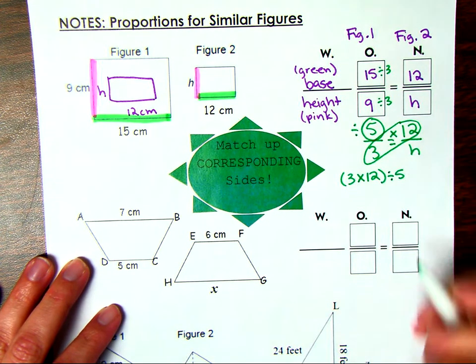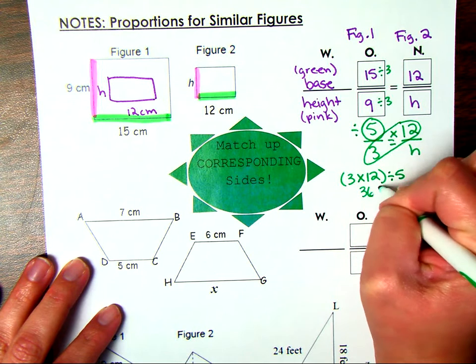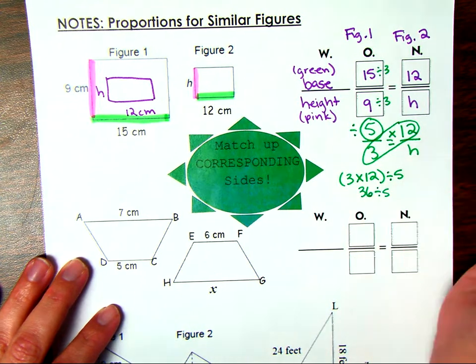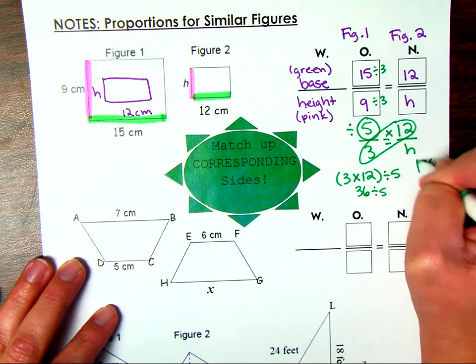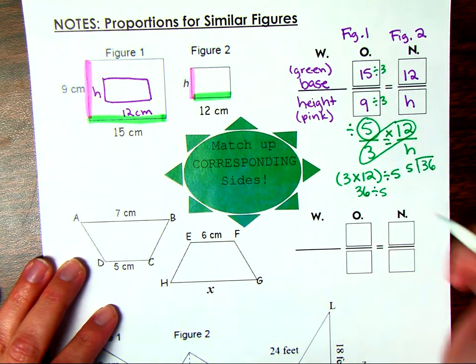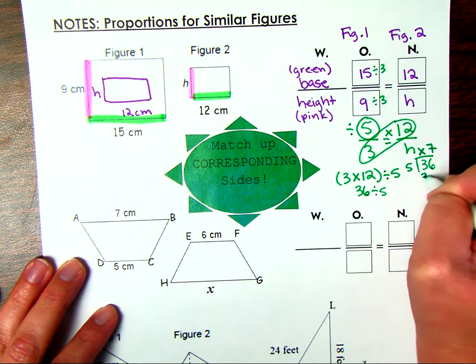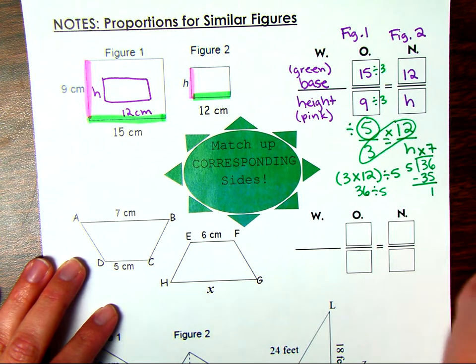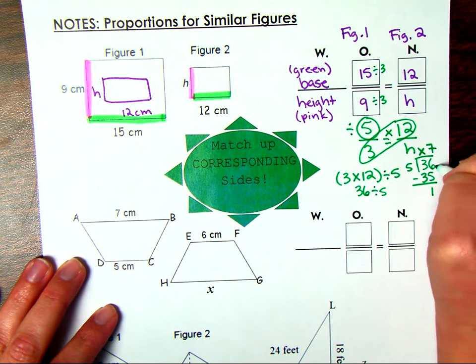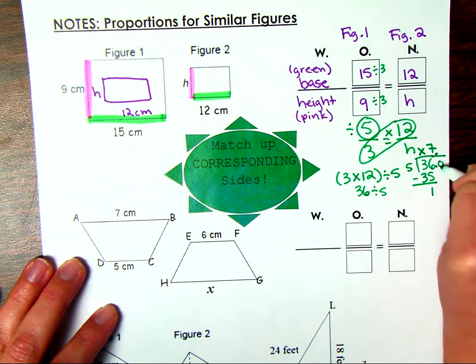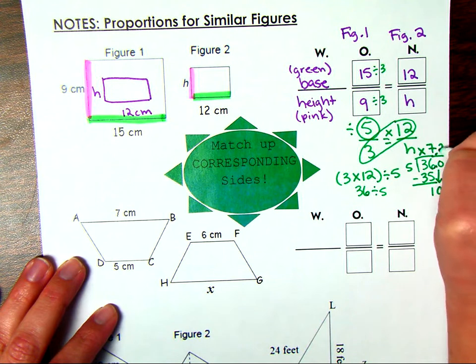So 3 times 12 is 36, and we're going to have to do some long division: 36 divided by 5. Work that over here. 5 can't go into 3, but 7 times 5 is 35. I subtract, and I do a decimal and a 0, or I can make it a mixed number. I'm just going to keep it as a decimal though. 5 goes into 10 2 times.